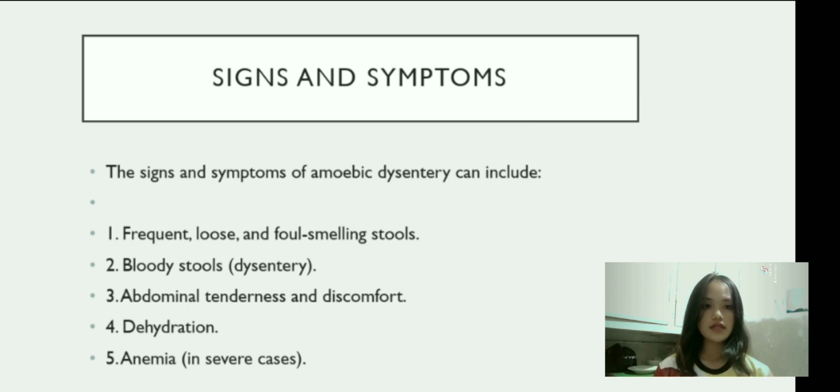And lastly, anemia in severe cases. In some severe cases, amoebic dysentery can lead to anemia, a condition characterized by a deficiency of red blood cells or hemoglobin in the blood. So anemia can cause weakness, fatigue, pale skin, and shortness of breath.